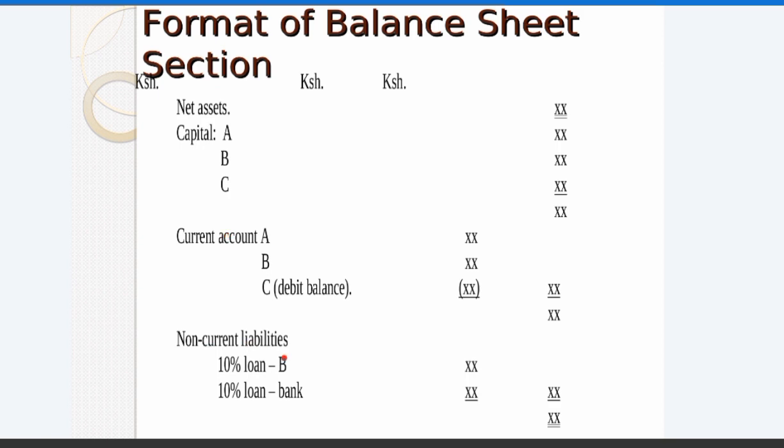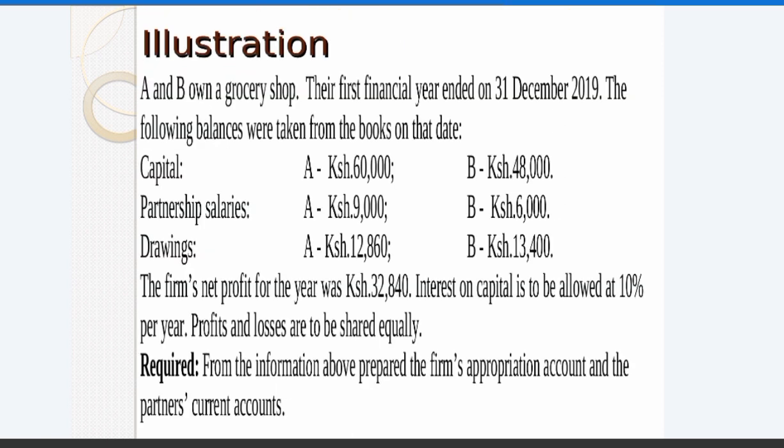And then the non-current liabilities, assuming it is B who gave a loan to the partnership, his loan should be presented as a non-current liability. So that is then the difference between a normal balance sheet of a sole proprietor and that of a partnership.